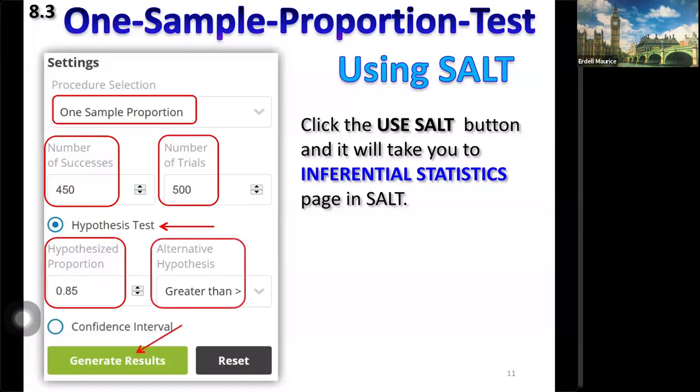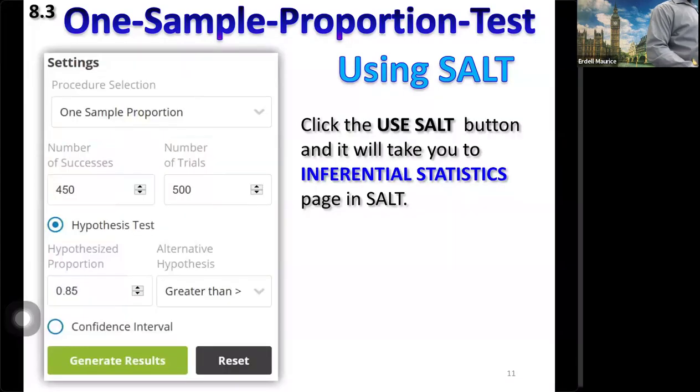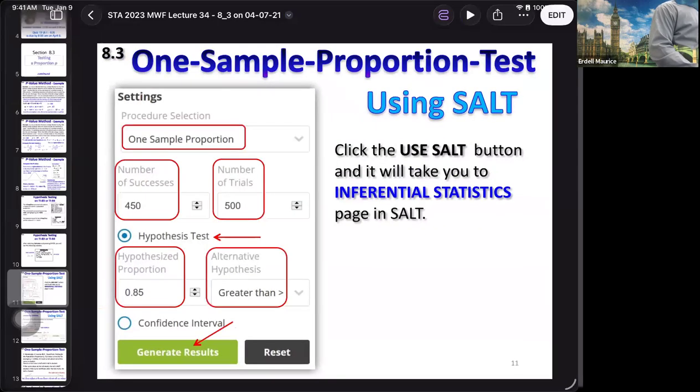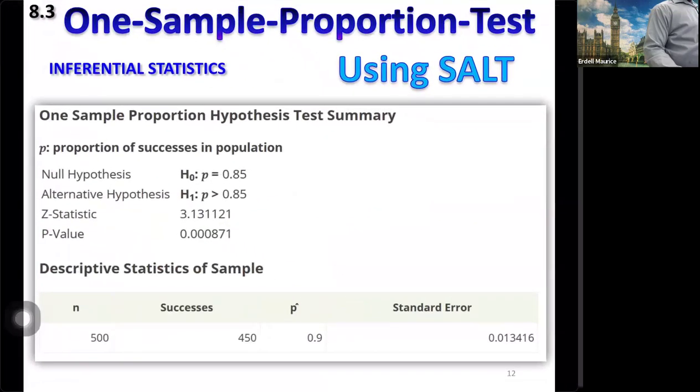Now, when you hit that green button, generate, it produces these results. Again, the first thing that you should do is check the null and alternate hypotheses, because if those are wrong, nothing else will make sense. Imagine if you had a left tail test, then the p-value will switch to the other side. The p-value will switch sides. So this right here has to be right.